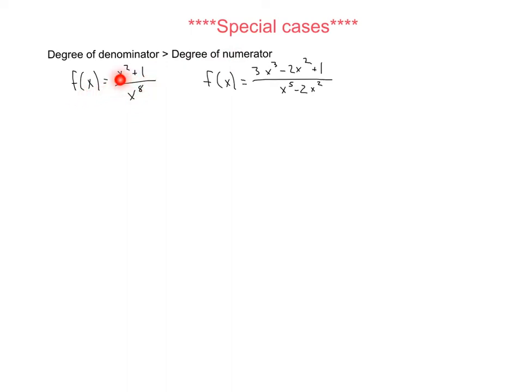The degree of the numerator is 2. The degree of the denominator is 8. The denominator degree is bigger. Here we've got a degree of 3 on top. Here we've got a degree of 5 on the bottom. Again, the degree in the denominator is bigger. When this is the case, you've got a horizontal asymptote at y equals 0. In this case, your horizontal asymptote is y equals 0, which is just a horizontal line at y equals 0.